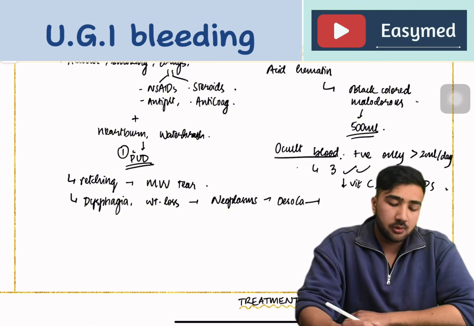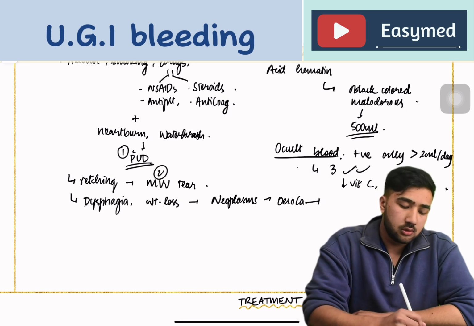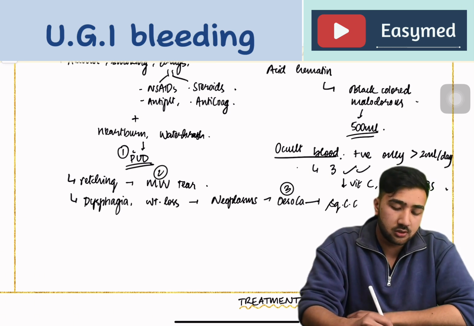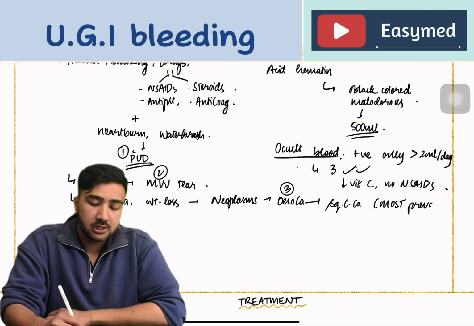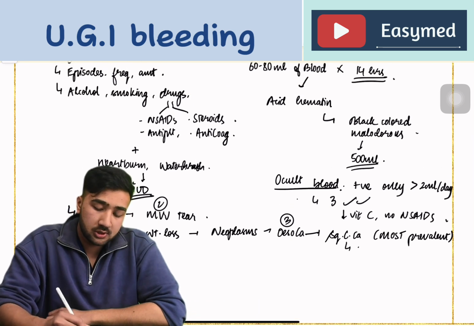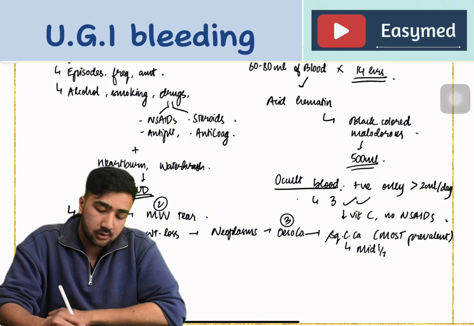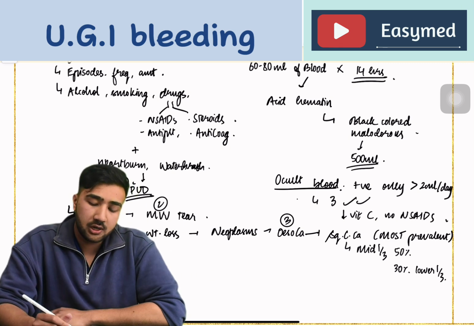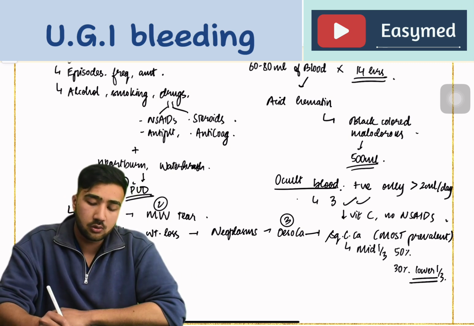Now talking about esophageal carcinoma. The most common is squamous cell carcinoma, most prevalent around the world. But now the incidence of adenocarcinoma is increasing. The most common site of squamous cell carcinoma is the middle third, 50% is in the middle third, and 30% is in the lower third. And adenocarcinoma is invariably in the lower third.